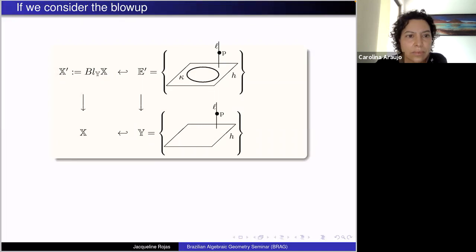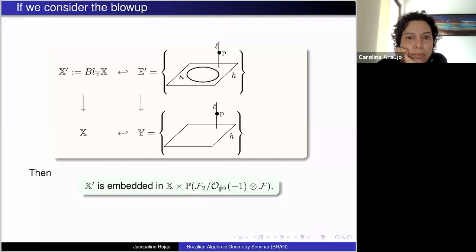And then we have, at the moment, Y inside X. And we consider the blow up in this case. And we show that the blow up of X is embedded in the Cartesian product of X with the projectivization of a module, P(O_{P3 dual}(-1) tensor S). Basically, talking about the projectivization, it corresponds to choosing the quadric modulo the plane. In this case, you are going to mark the conic in the plane. This is the geometric idea.